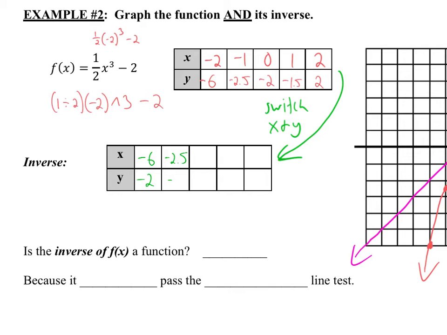Not good at flipping these around, apparently. So we got (-2, 0), (-1.5, 1), and then we have (2, 2). Make sure I did these right. Okay, let's graph these now.